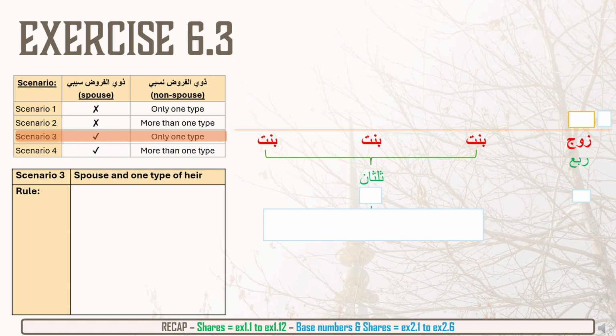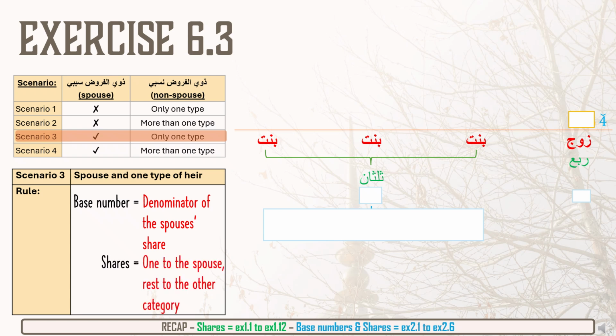In rule 3 for scenario 3, the base number will be the denominator of the spouse's share. Because the spouse's share is a quarter, the denominator is 4, therefore the base number will be 4. We give out the shares for the spouse first. What is a quarter of 4? It is 1. And it will always be the case. The wife or husband in this scenario will always get 1.